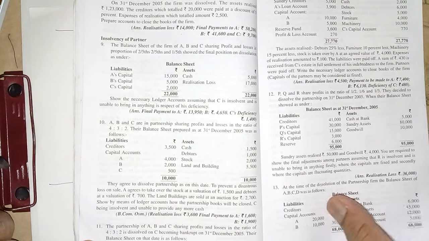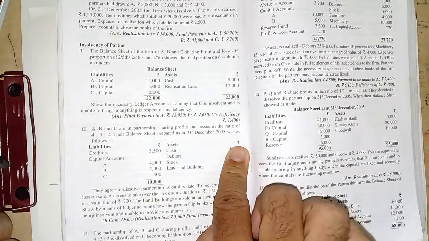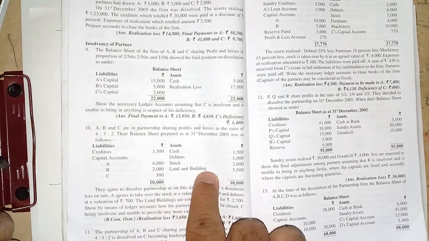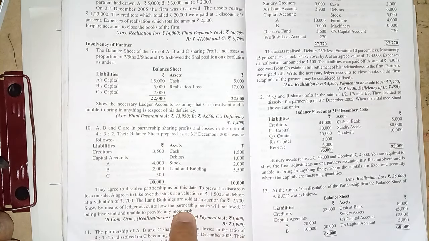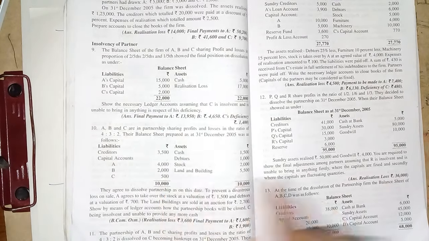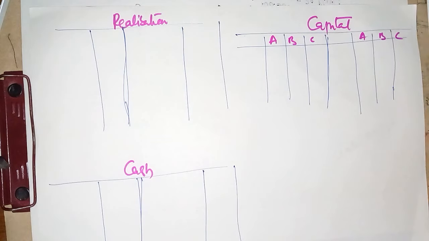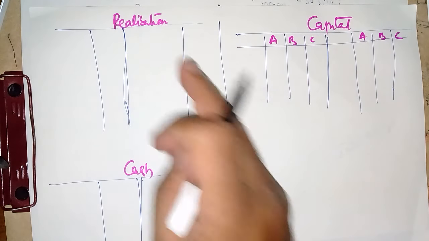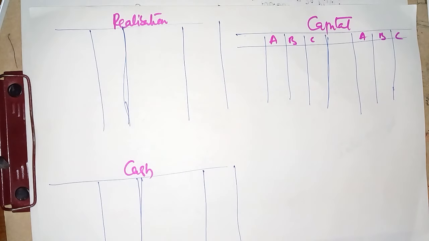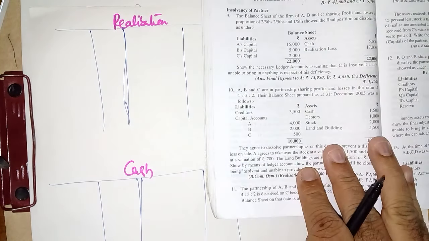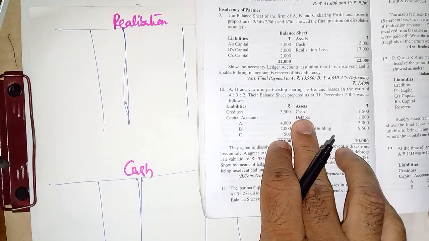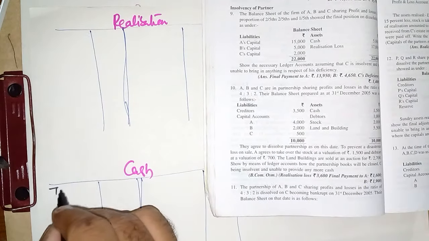The same case, right? But when compared to the earlier question, where we were given the realization loss, in this question we have not been given any realization loss, but we need to prepare the realization account even. So we are preparing three ledger accounts: one is realization account, cash account, and another one is capital account, right? So we will proceed with this. The same procedure of dissolution. Start from the asset side.